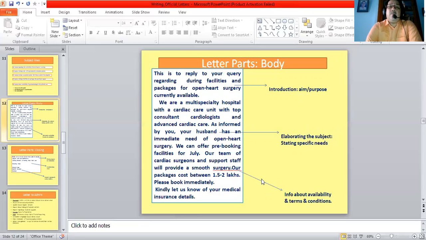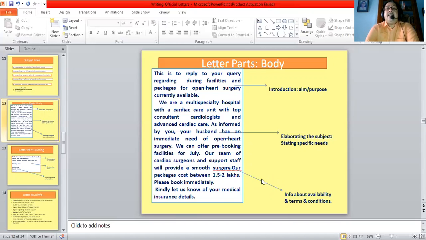As informed by you, your husband has an immediate need of open heart surgery. We can offer pre-booking facilities for July. Our team of cardiac surgeons and support staff will provide a smooth surgery. Our packages cost between 1.5 to 2 lakhs. Please book immediately. Kindly let us know of your medical insurance details.